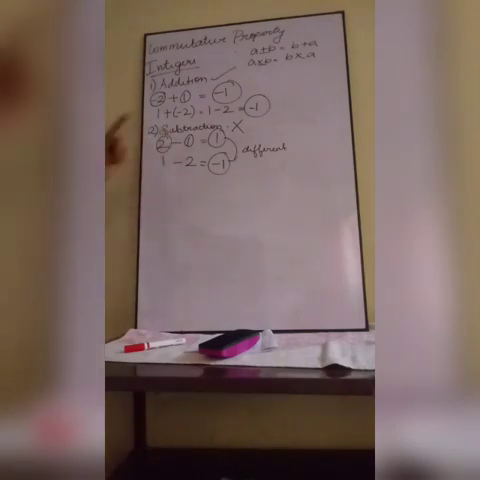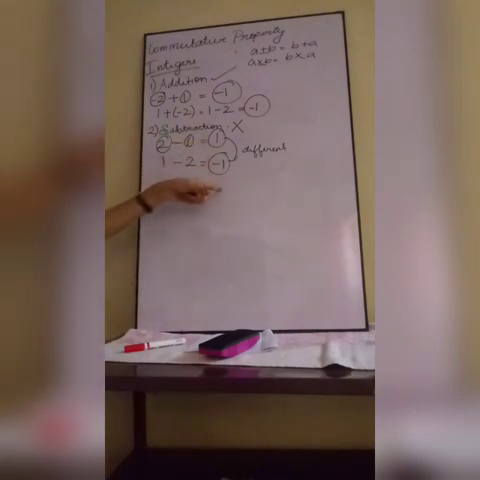Here 2 minus 1 is 1, and 1 minus 2 is minus 1. So both are different. So integers are not commutative under subtraction.